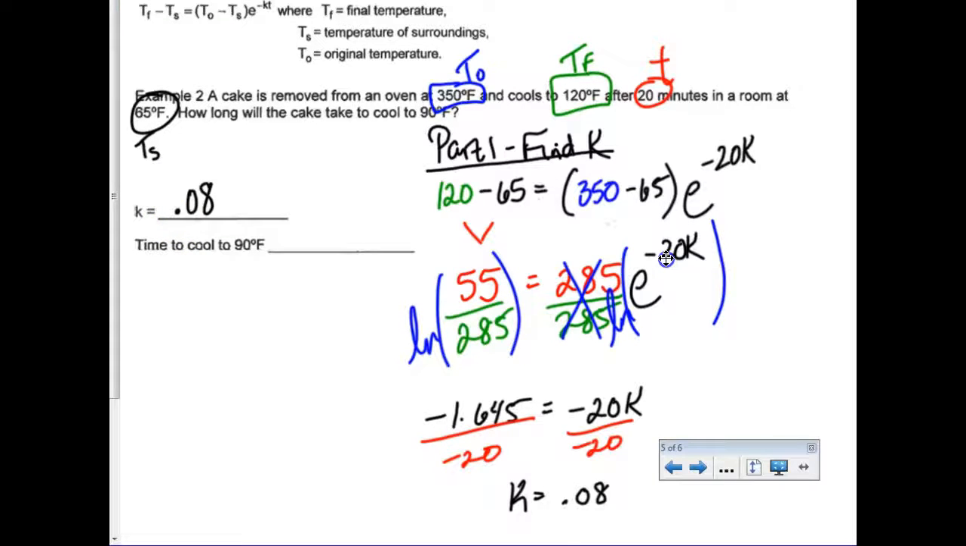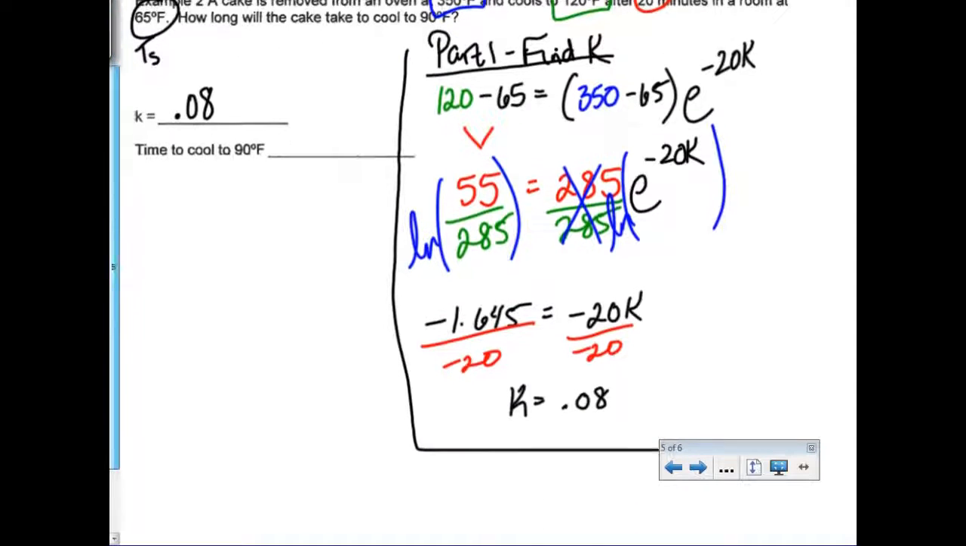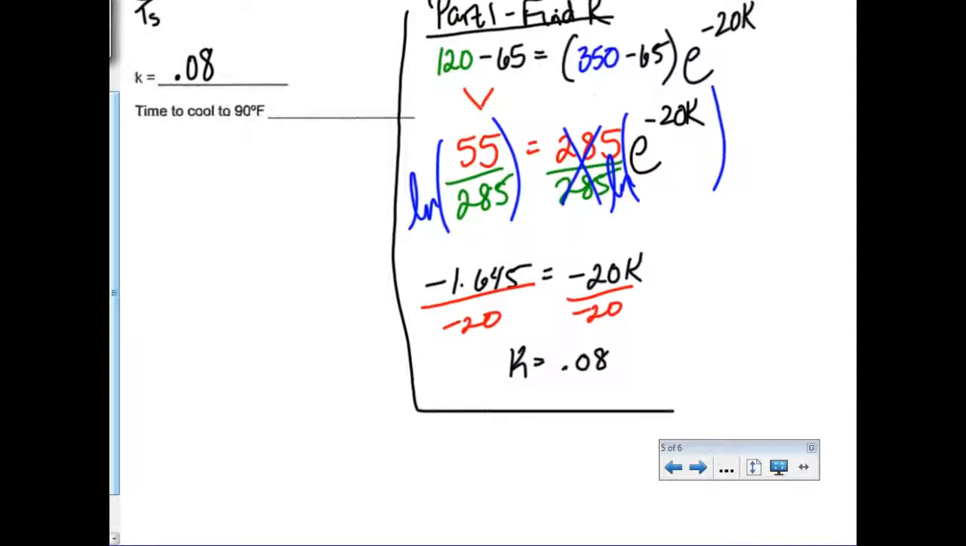So it's a small positive number, so I'm feeling good about that. And now that's just part one, remember. That was the first part of the calculation, to find k. Now we have to go back and find how long it will take for the cake to cool to 90 degrees starting from when you took it out of the oven. One of the major changes in this next part is that your final temperature is going to be 90 degrees this time.